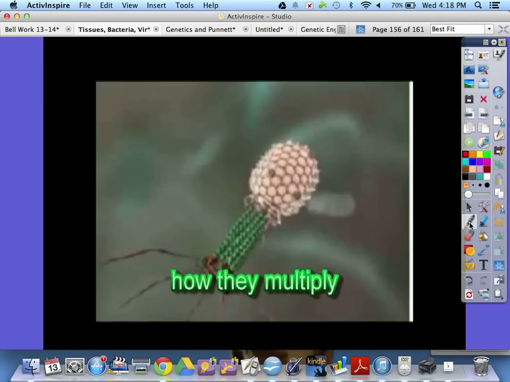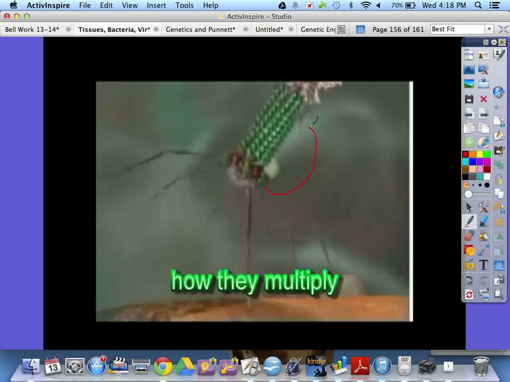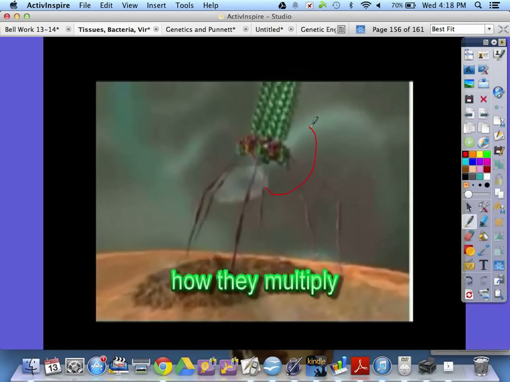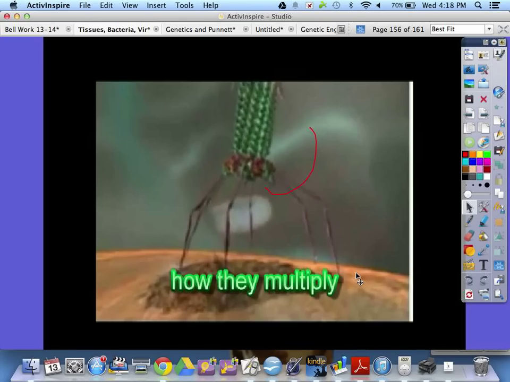So whenever you look at this, you have your head, your body, your legs. Now watch. Right here. You see these are your tails. They're attaching to the cell.